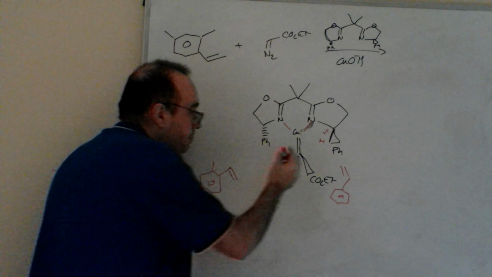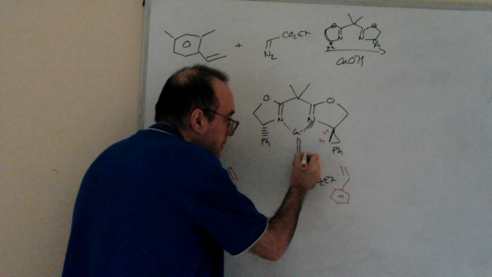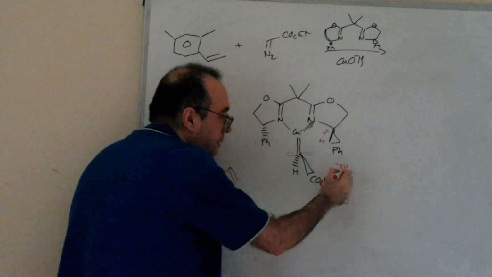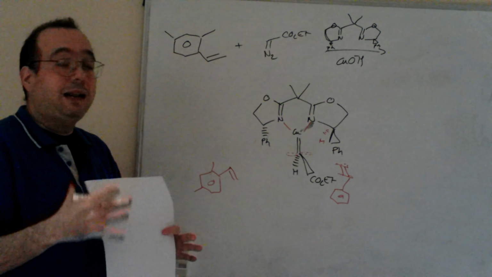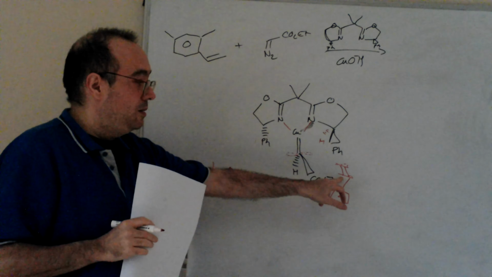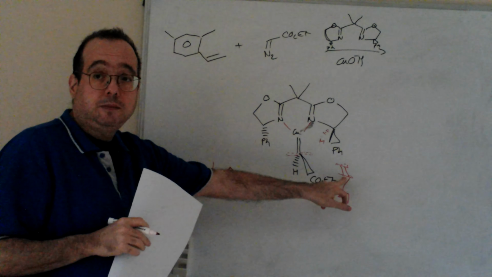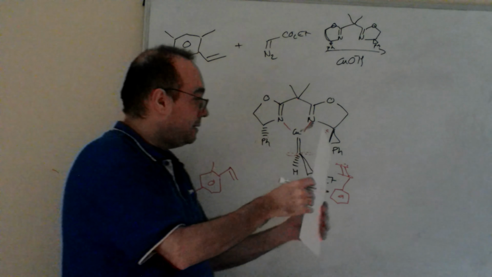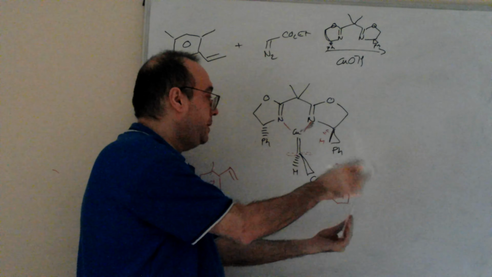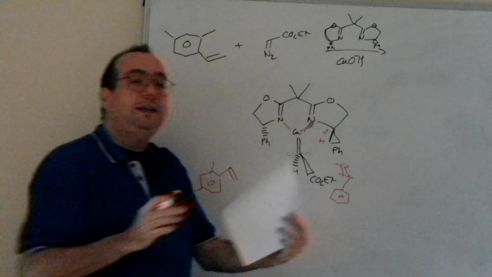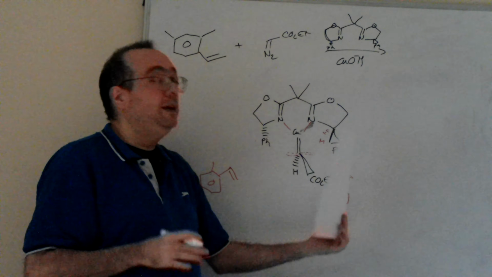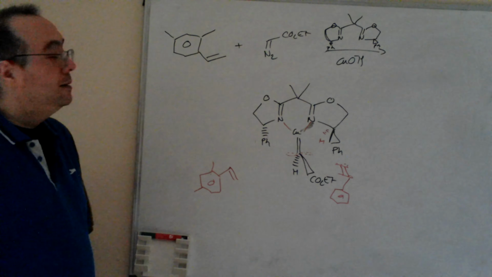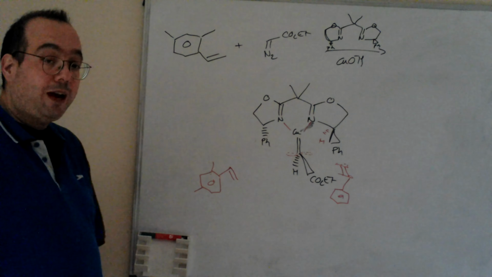And remember that because there has to be overlapping between the p orbitals of the alkene and this orbital of the carbene, that approach will be parallel to the diazoester. The approach of the alkene will be parallel to the diazoester, or perpendicular to the bisoxazoline, right?